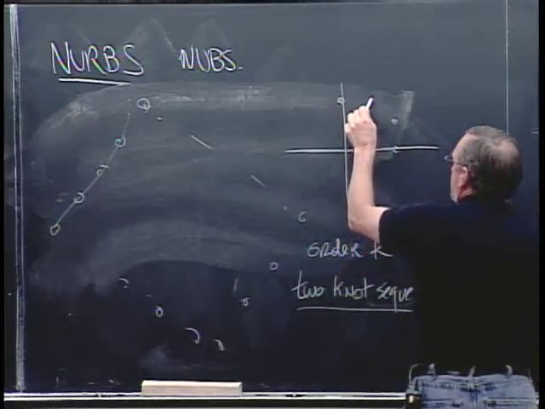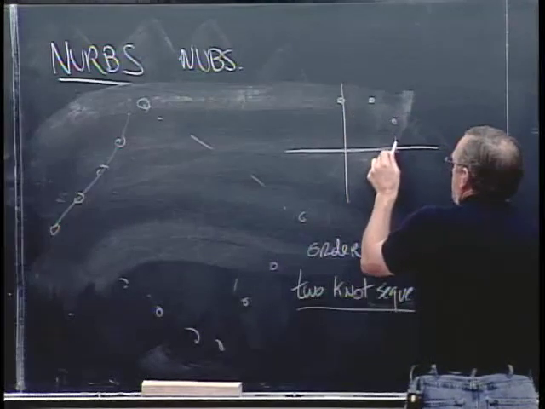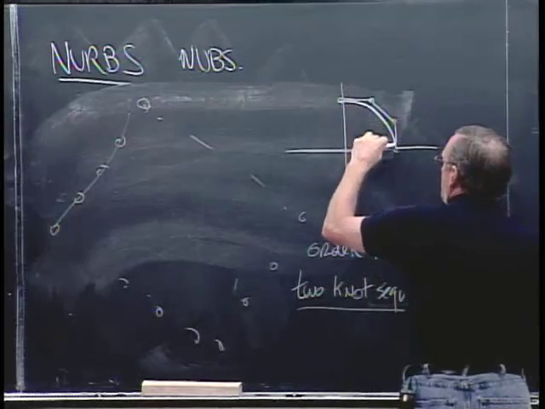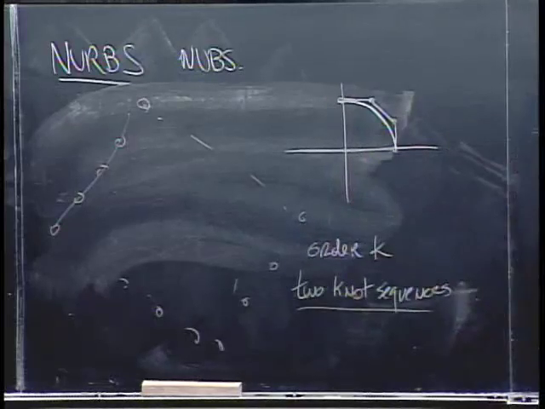Bezier curves kind of look like this. Here's the circle. It would kind of look like this, okay. Now, unfortunately, it takes a little while to prove this, but you can prove with a corner cutting algorithm you can never get a circle out. It'll be close, but it'll never be a circle.